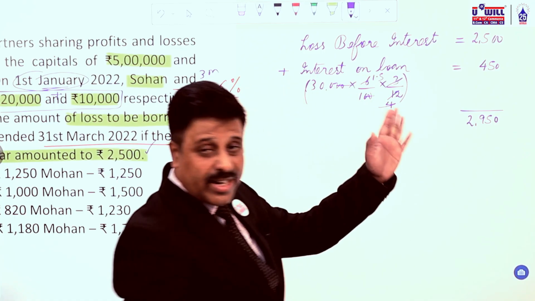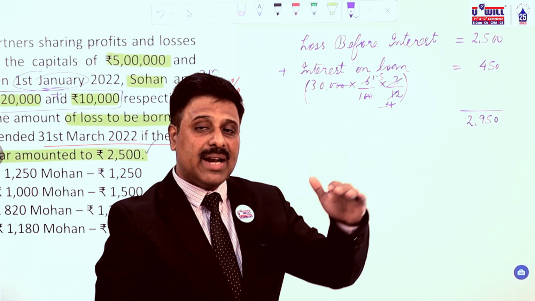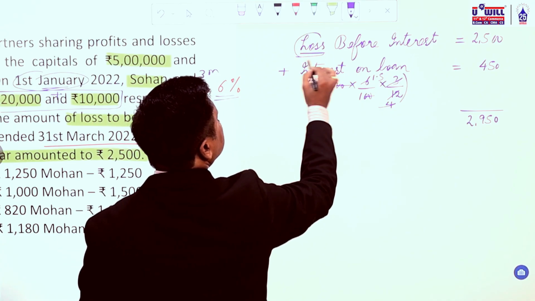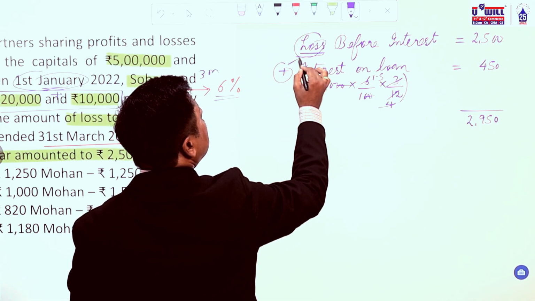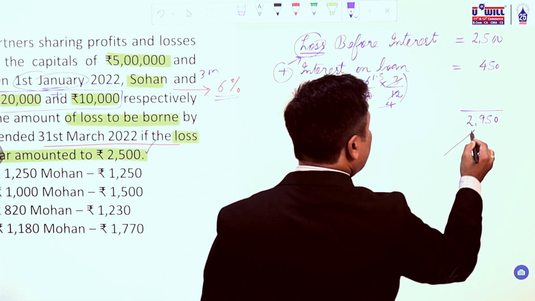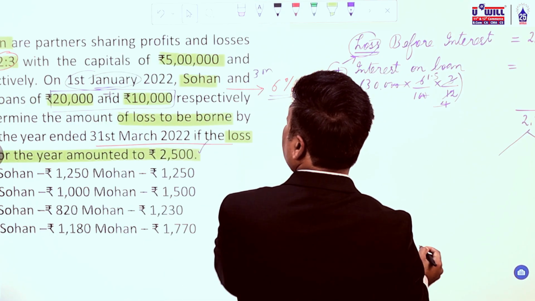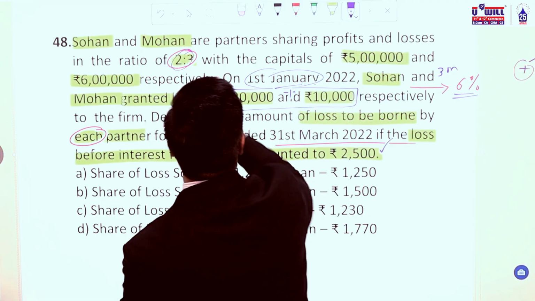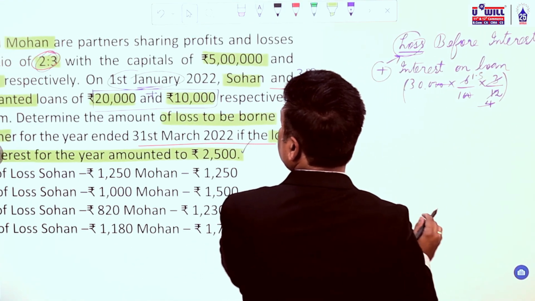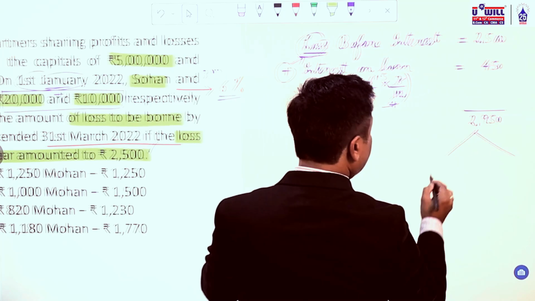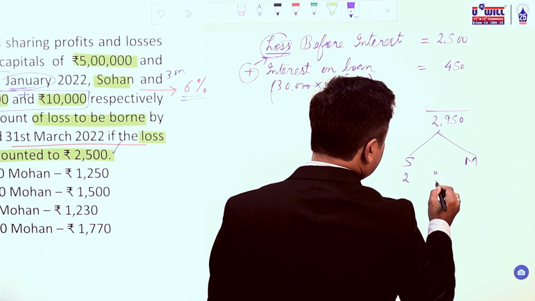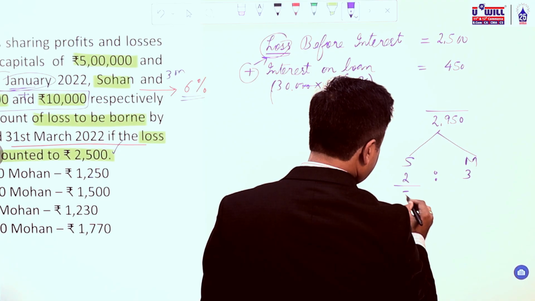Had it been profit, then interest on loan we would subtract because the profit will decrease. But because there is a loss, interest is added as the loss will increase because of interest. Now 2,950, if you distribute between the partners, in what ratio? 2:3, Sohan and Mohan, 2 by 5, 3 by 5.